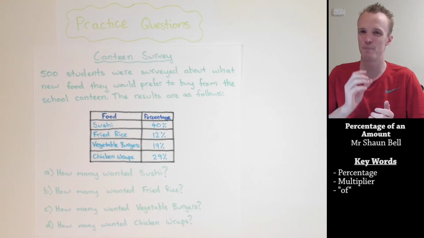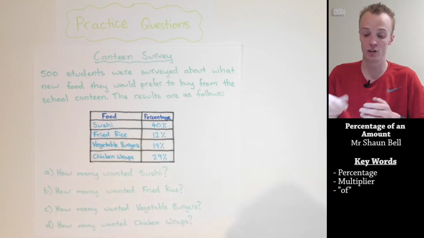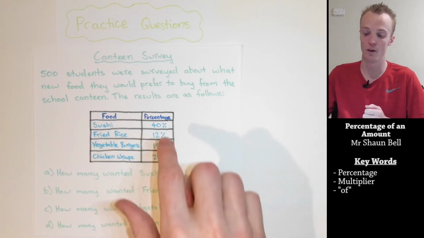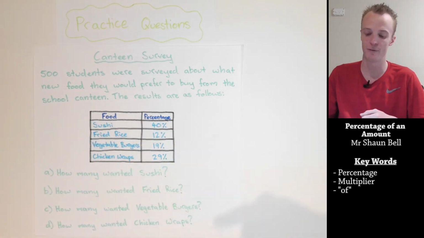Now these still are percentage of questions, however it's hidden away. For the sushi question, for example, I want to know what 40% of 500 students are, and you keep applying that for each one.